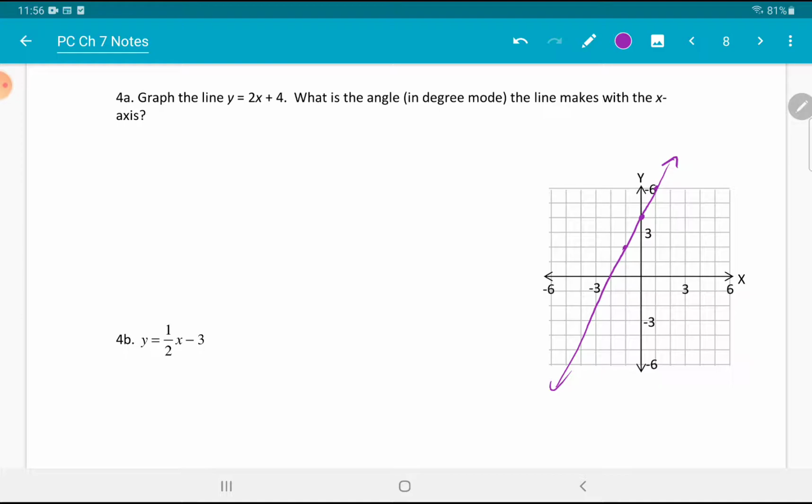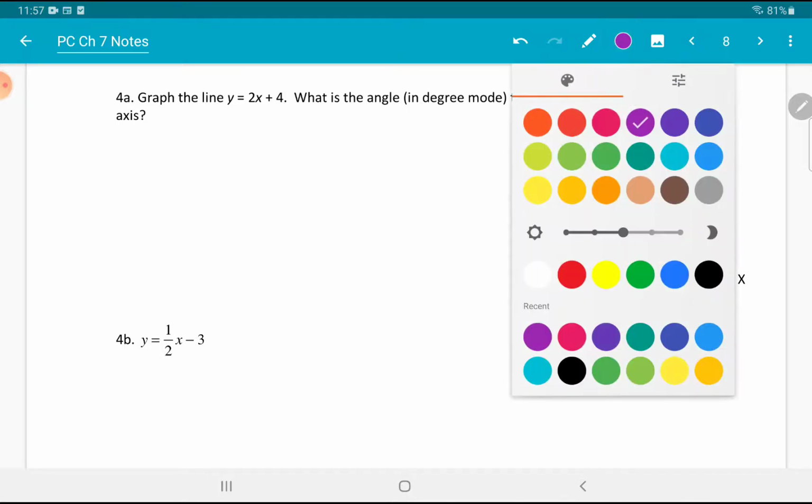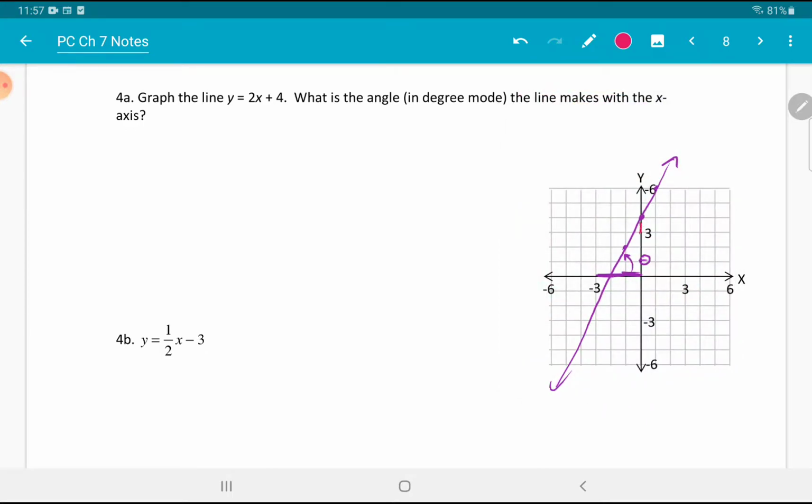You'll notice that the line makes an angle with the x-axis right here, and you can see the angle is formed right there. You'll also notice that based on what we've drawn here, we can definitely see that a right triangle has been formed. Let me outline that so you can see a little better. There's a right triangle formed right here.